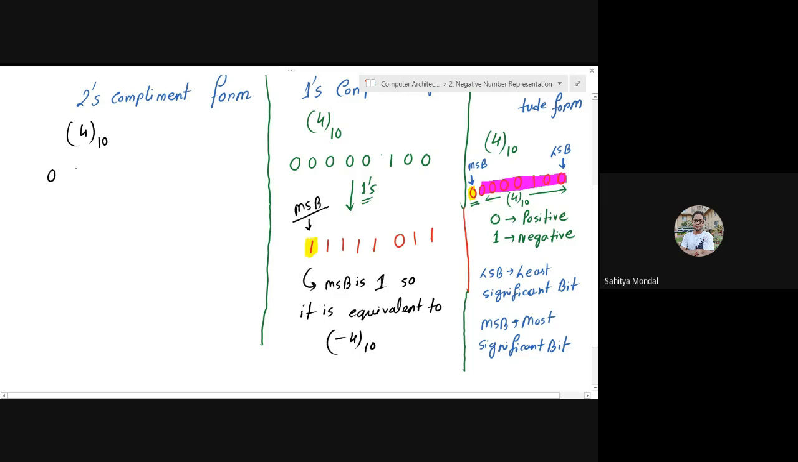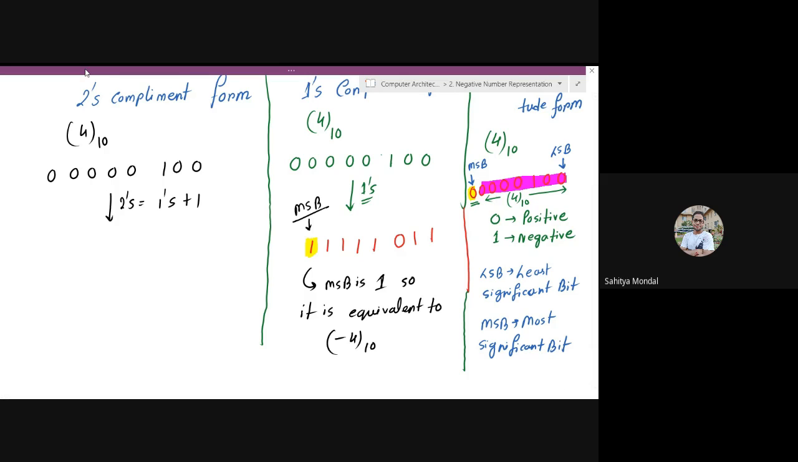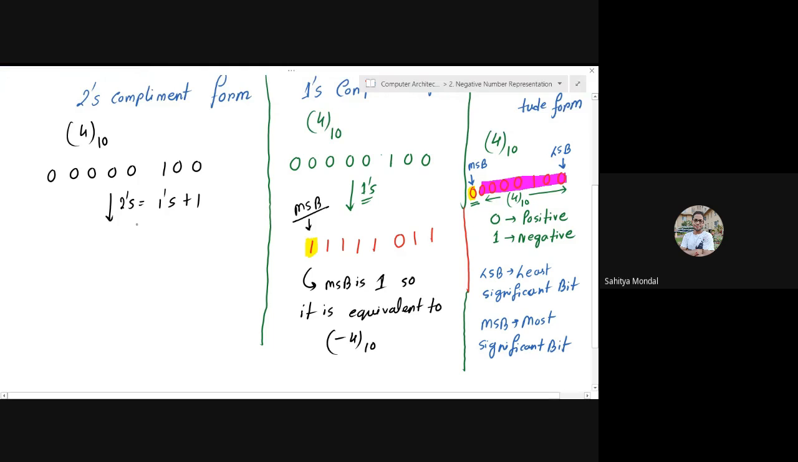So this is 0, 0, 0, 0, 0, 1, 0, 0. When I am making the 2's complement, which is nothing but the 1's complement plus 1. So what is the 1's complement of this number? We have already computed it in our previous example. It is 1, 1, 1, 1, 1, 0, 1, 1. Now if we want to make it a 2's complement, I have to add an extra 1 to the output of the 1's complement.